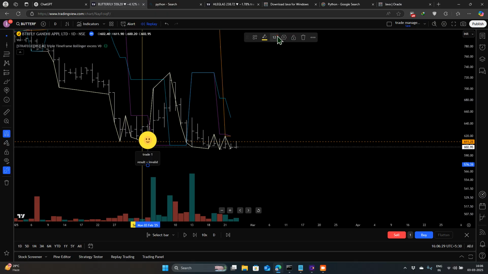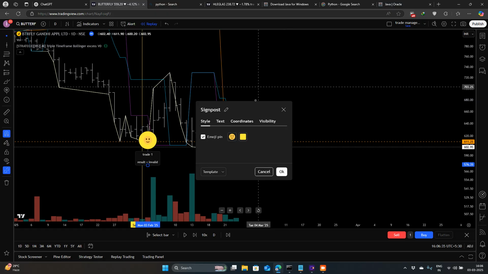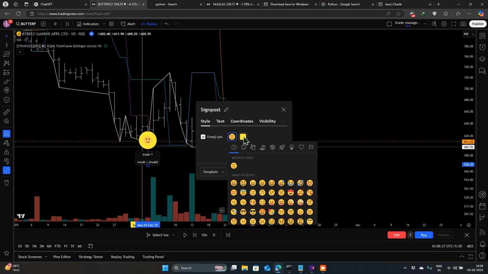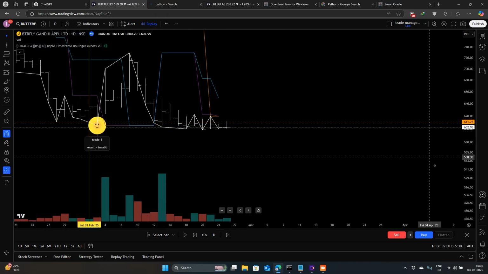So let's make it a bit smaller. Okay, let's have it bigger. Can we make it smaller? No, we can't. It doesn't matter. This would have been the first trade.